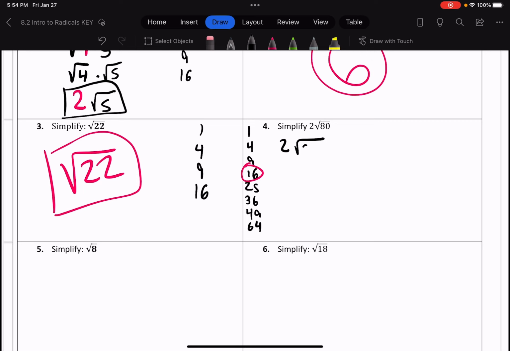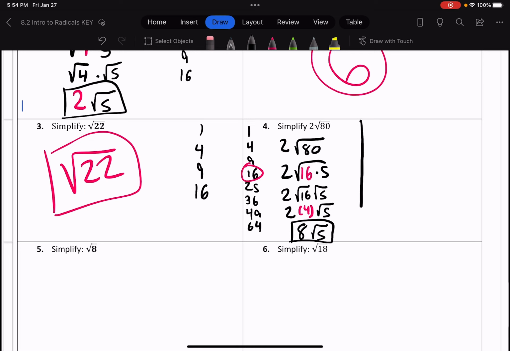So I've got 2 square root of 80. I know I can break it into 16 and 5 just because I told you guys that. And this is a multiplication that I know about. And I know that the square root of 16 is 4. So this is 2 times 4 times the square root of 5, which is going to simplify to 8 square roots of 5. But we can do the same thing with smaller square root factors, or with smaller factors.